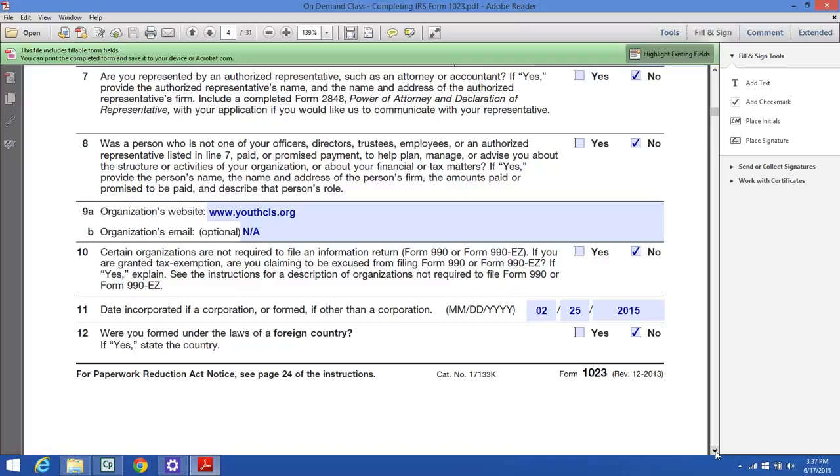Number 12, were you formed under the laws of a foreign country? Most of the people, well, all of the people that I've worked with so far answered no for this question. But if you are formed under the laws of a foreign country, you would put yes, and then you would state the country. So that's the first page of the application.